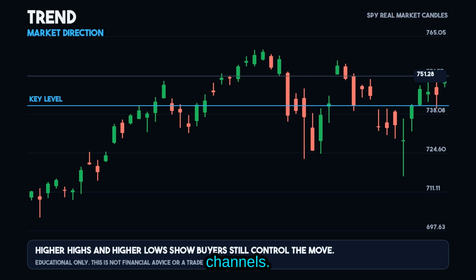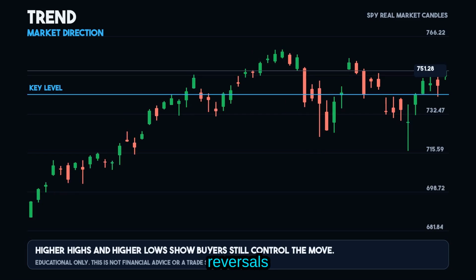Now, let's move on to channels. A channel is essentially a trend line that connects two parallel trend lines. It's like a corridor that price moves within. Channels can help us see the range of price movement and anticipate potential reversals when price reaches the upper or lower boundary of the channel.